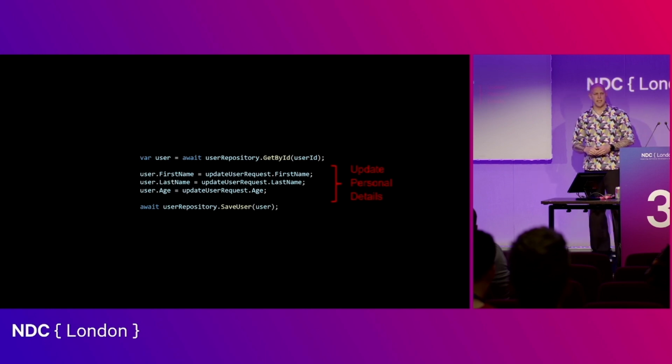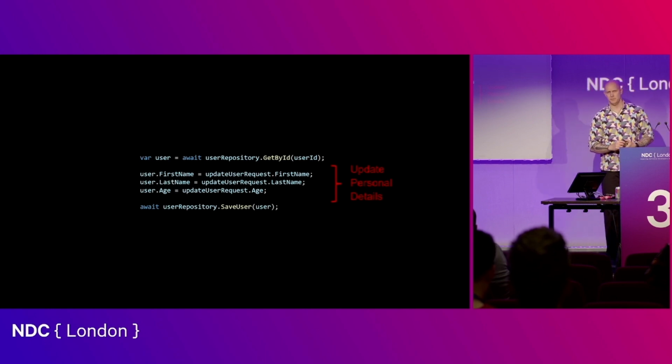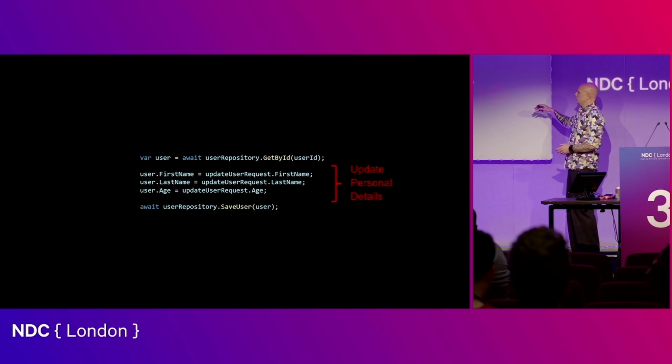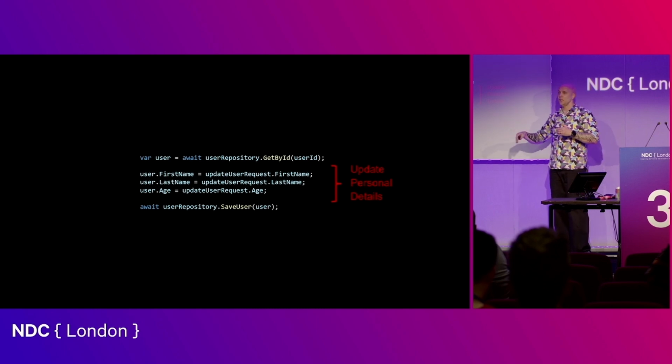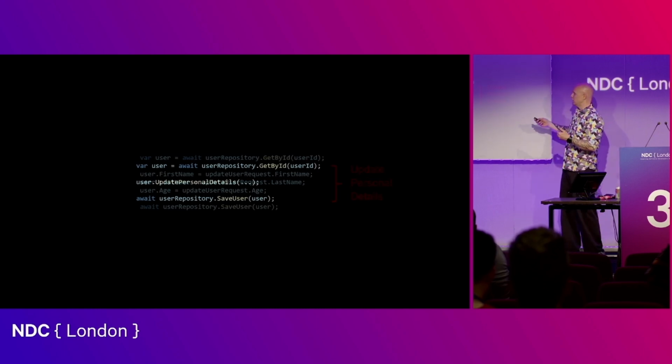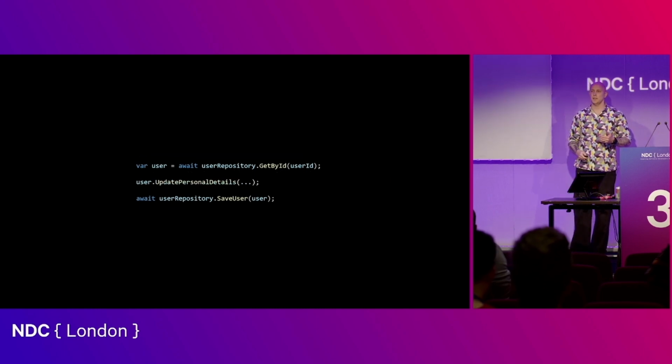Now, DDD would probably take this one step further. And honestly, I'm still getting to this point to actually do this, but DDD people would, oh, actually, step one I will do. They will probably look at this and go, that's something we do together. We update the first name, last name, and the age. That's personal details. So we'll introduce a method called update personal details.